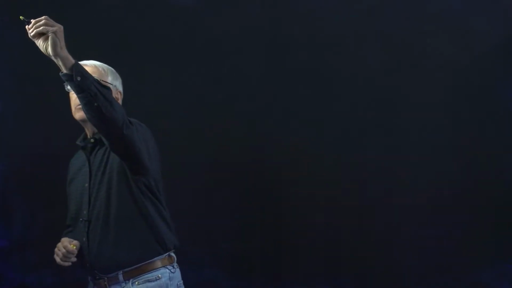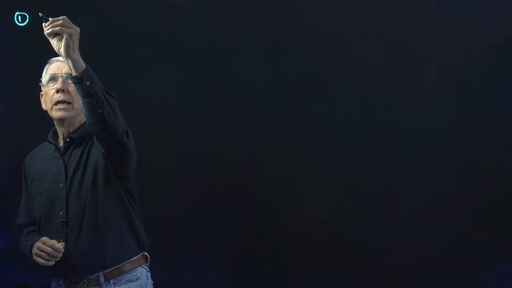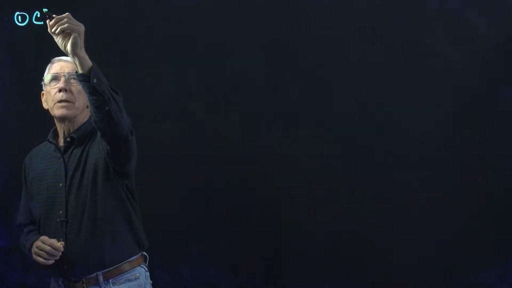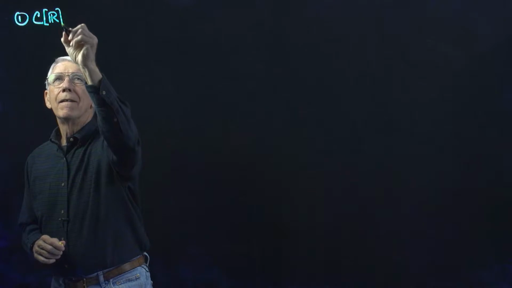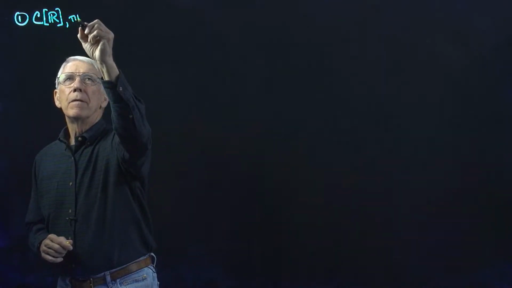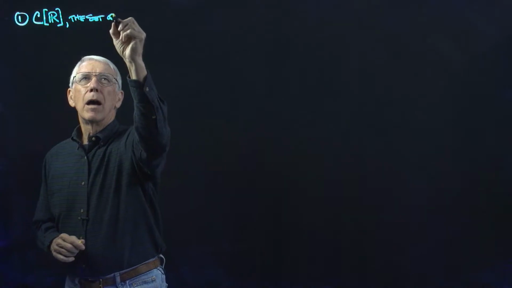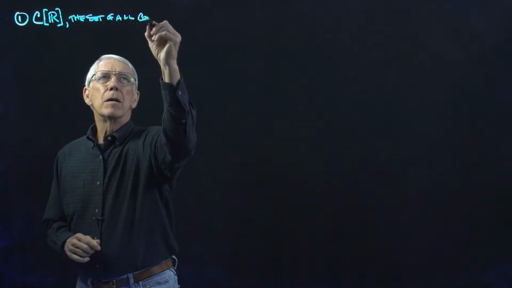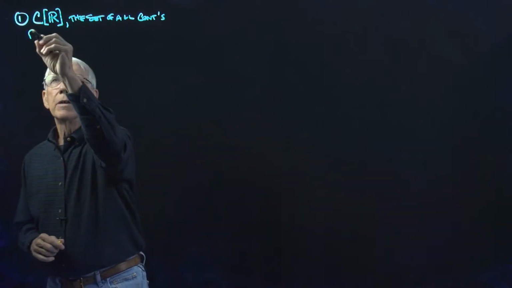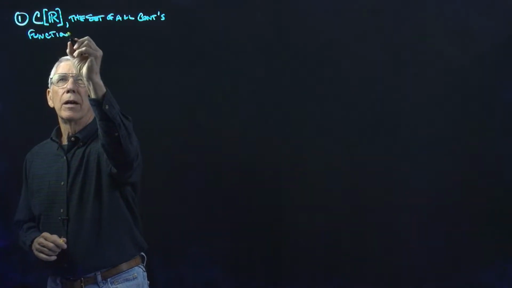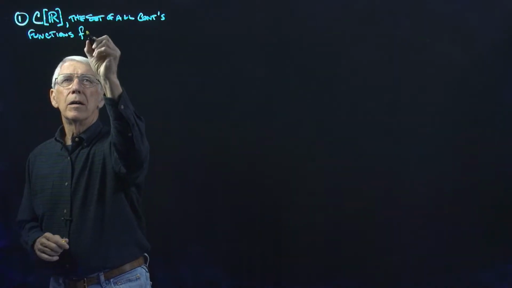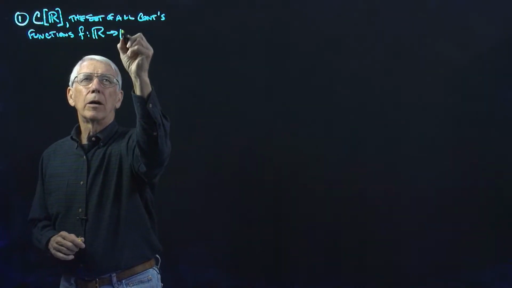Okay, so now we're going to conclude by doing a couple of examples, and actually the two examples will turn into three examples of subspaces. So let's do a first example. This example is going to be something called C of R, and that is the set of all continuous functions from R to R.